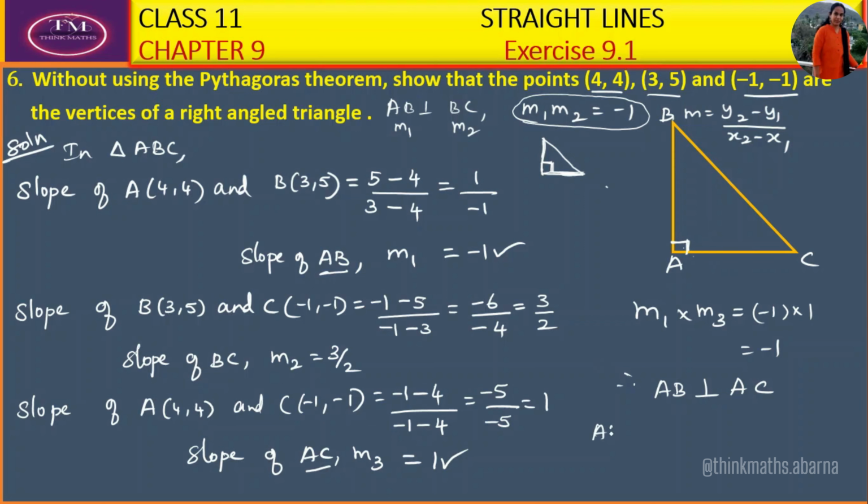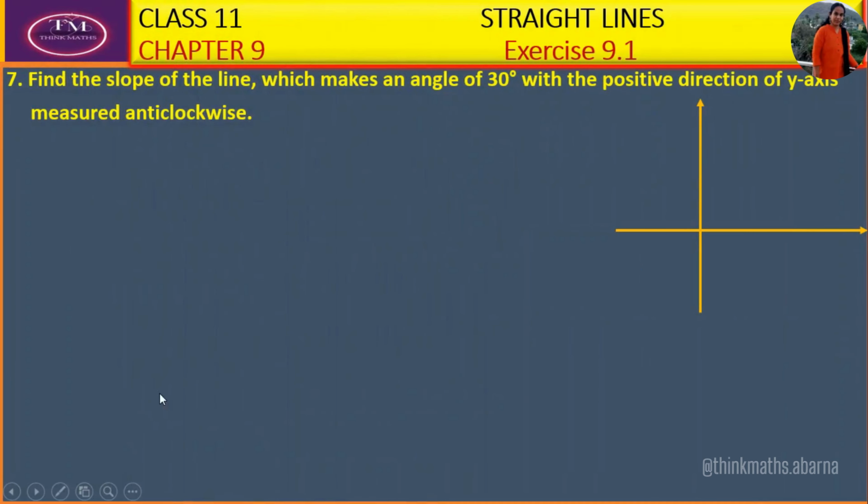Therefore we can write ABC is a right angled triangle, right angled at A. Understood? So which alphabet is repeated? A is repeated. So A will be 90 degree. That's a clue for this. Clear? So shall we move on to the seventh question?